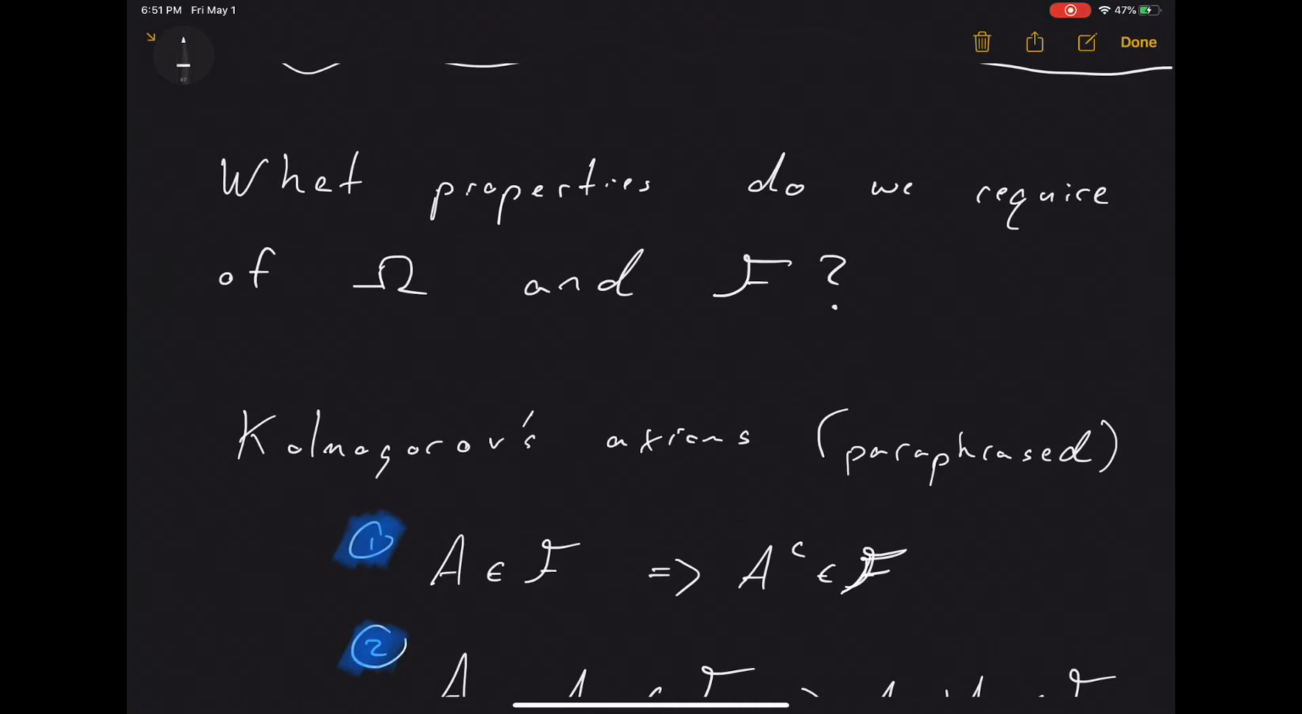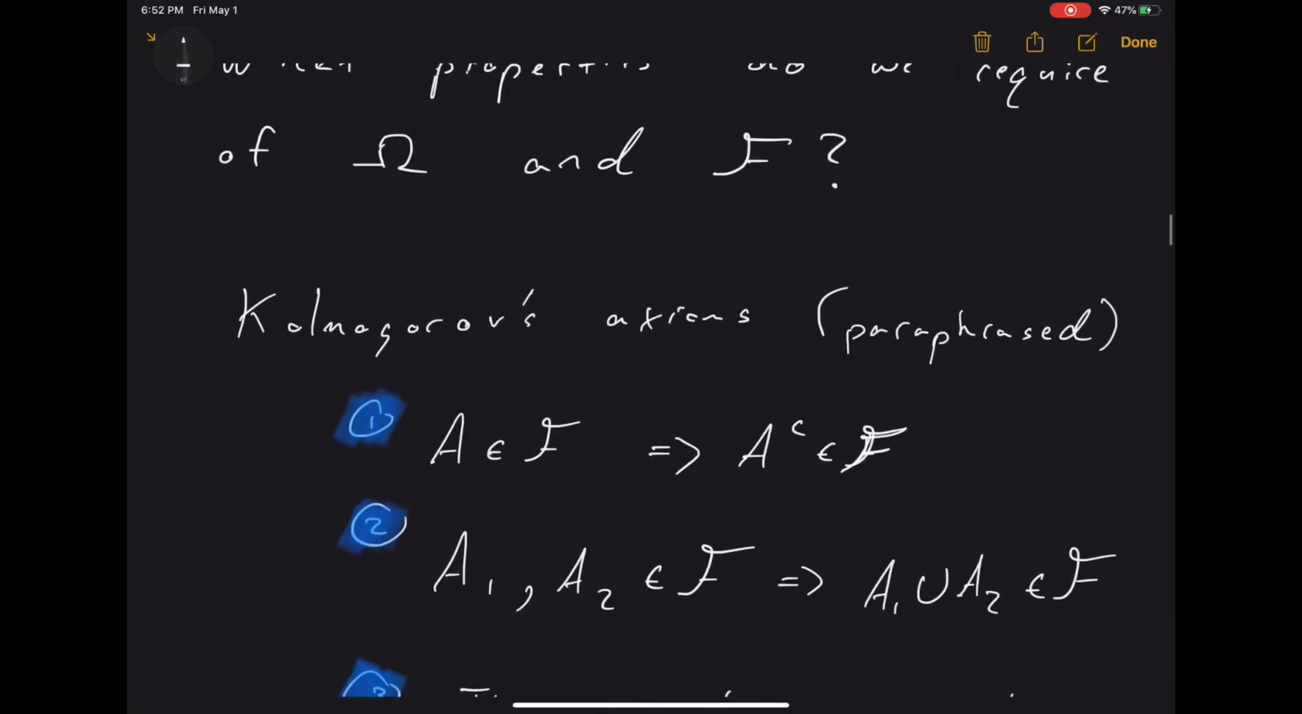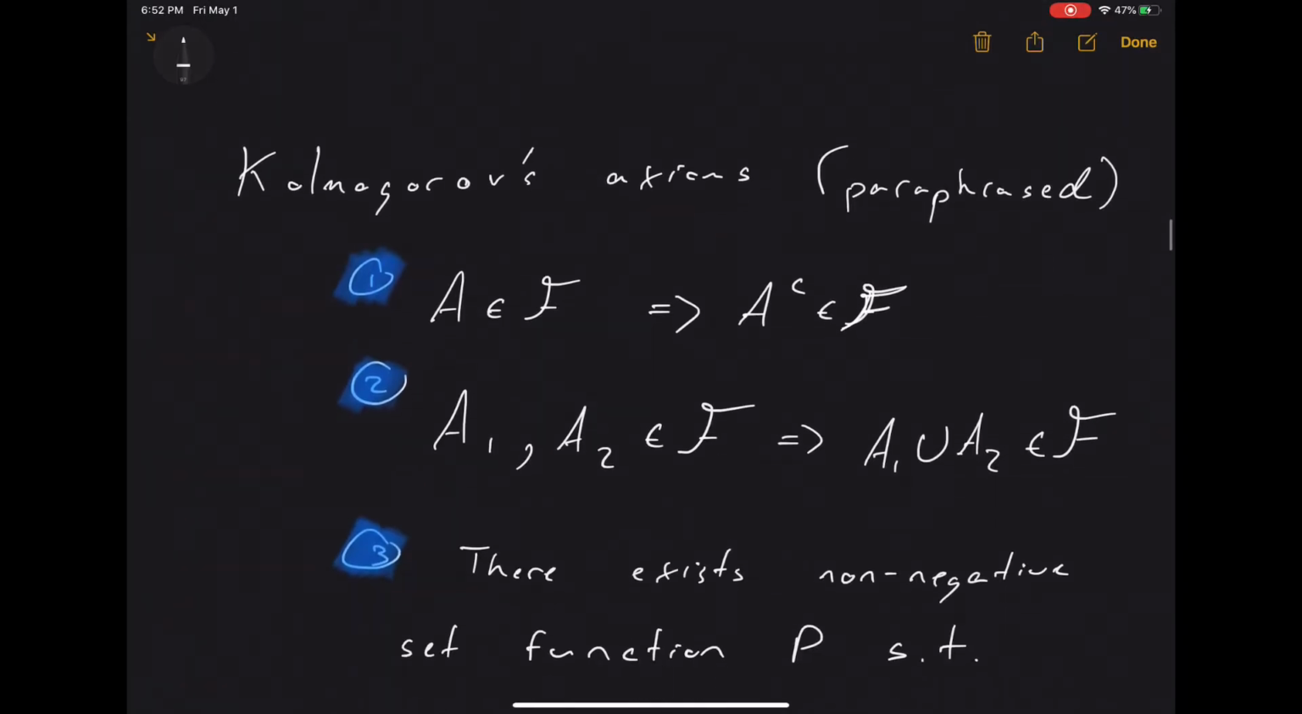So what properties would we expect of omega and F? And this is where Kolmogorov's axioms come in. And these are paraphrased. I've looked briefly at Kolmogorov's original paper, 1933.